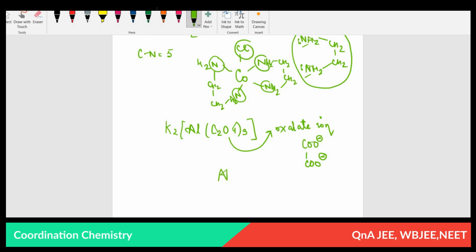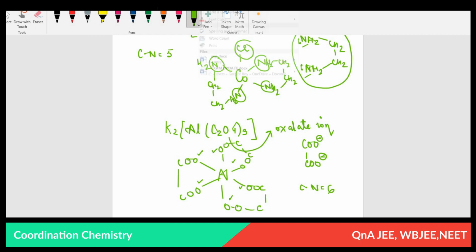Now we have three oxalate groups, so let's start drawing it. One is OOC-COO, this is one part. Another is this one, and another is that one right there. Correct? So how many donor centers are we having? 1, 2, 3, 4, 5 and 6. So the coordination number in this case is 6. So the answer matches option D, which is 5 and 6 as the coordination numbers.